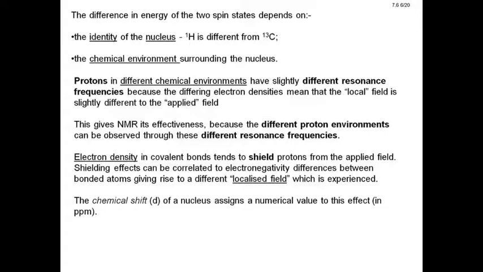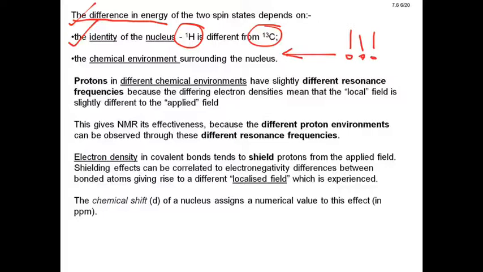This is pretty interesting stuff here. The difference in energy of the two spin states depends on the identity of the nucleus, whether it's a proton or whether it's a carbon-13 isotope, and also the chemical environment surrounding the nucleus. Now, what does that mean?